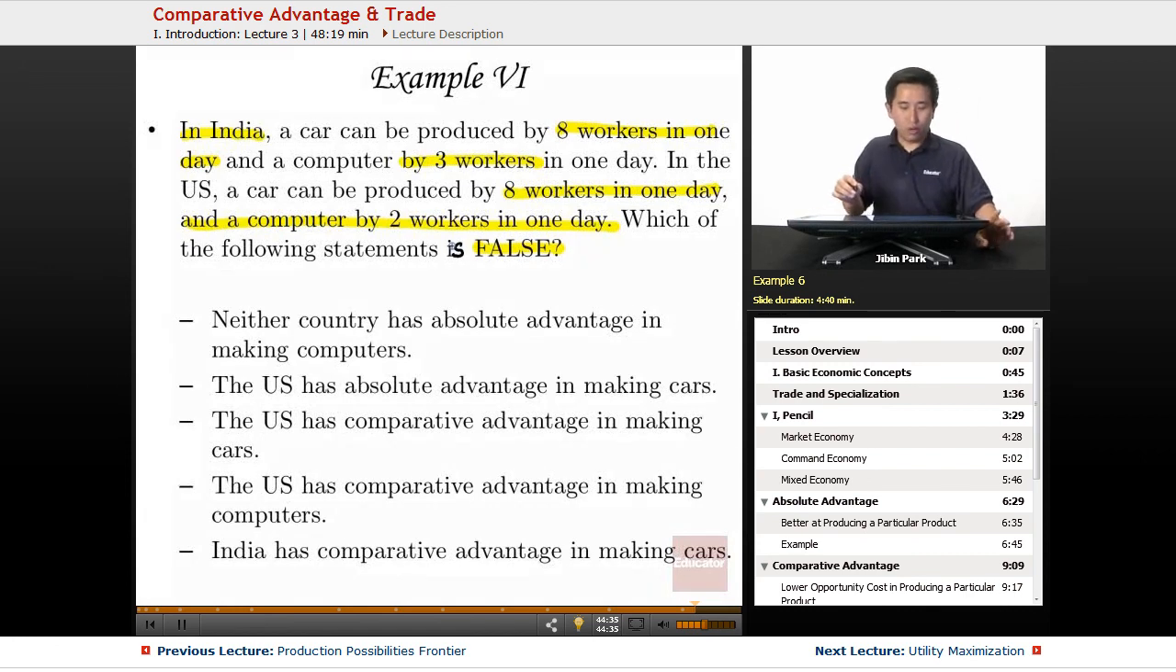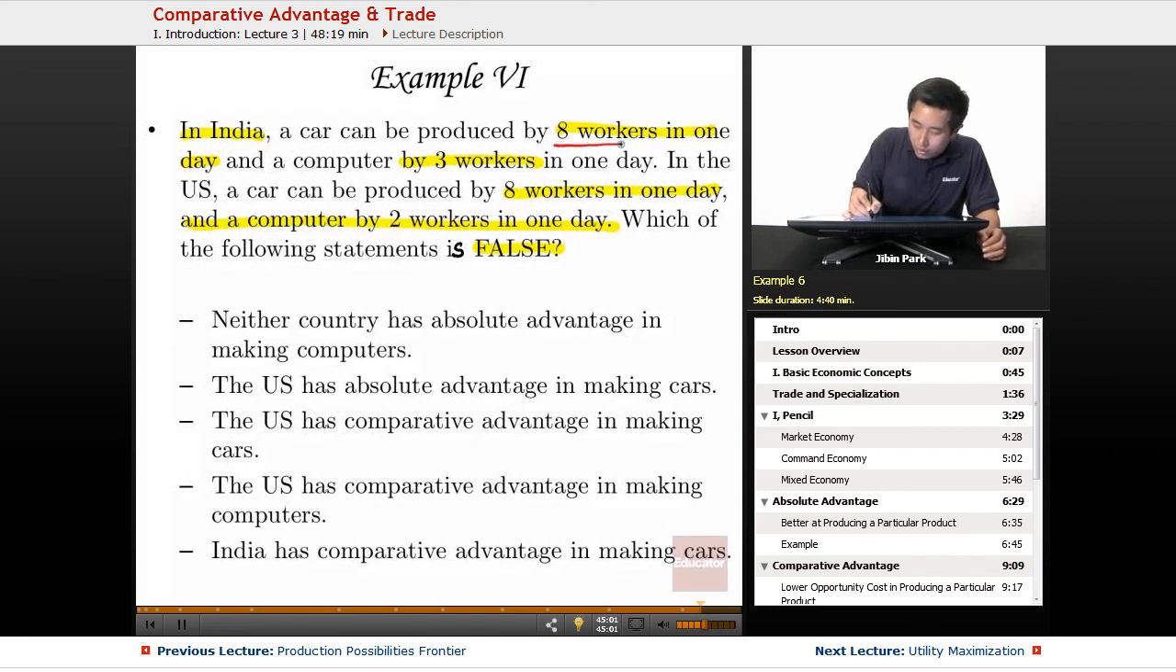All right, so one of the things that you want to do is try to figure out, are there any shortcuts? I mean, you can actually find this equality, but you probably don't want to spend more than maybe a minute or two on this problem. This one's kind of tricky because you're going to find 4 true statements and you've got to find the false one here. So neither country has absolute advantage in making computers. Well, let's go ahead and see if we have any shortcuts here.